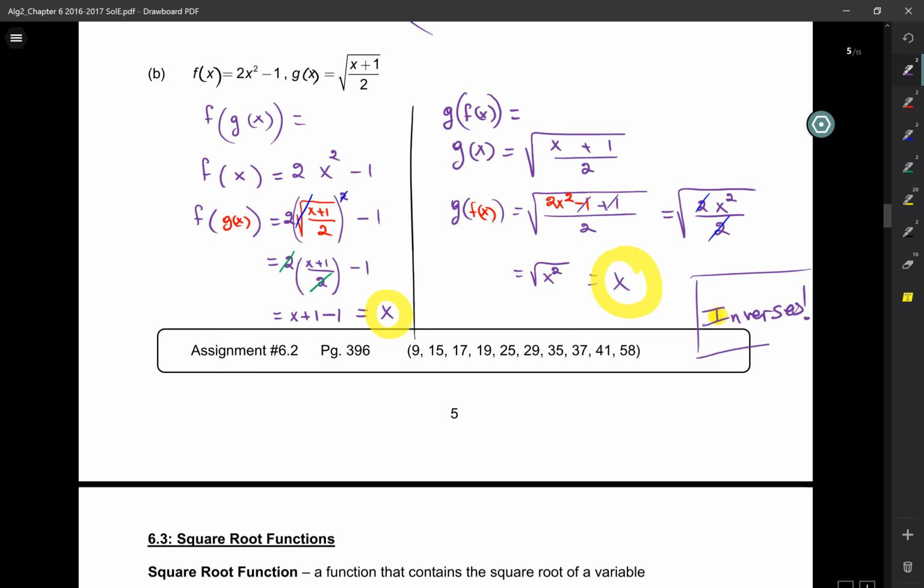All right, now, what if I didn't get x and x? What if I got 1 and 1? Would that work? No. What if I got 0, 0? No. 2x, 2x. No. It's all or nothing. It either has to be both x and x or nothing, right? Okay, so that's how you know that they're inverses.